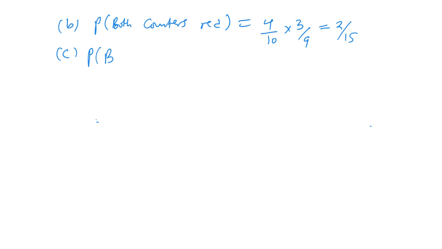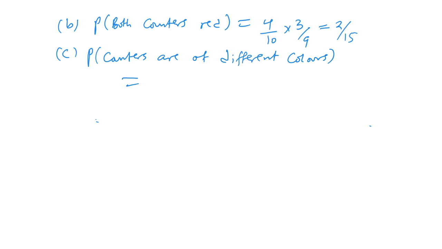So the last one is the counters are of different colors is what we want to solve. Different colors. What's the probability? Let's look at the tree diagrams.